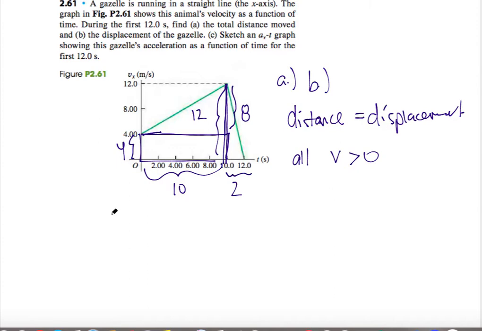So my area, or my displacement, so I'll say A and B here, just delta x, is going to be 4 times 10 plus 1/2 times 10 times 12, I'm sorry, I messed this up. This 12 should be an 8. And this is 1/2 times 2 times 12. So my displacement and my distance for this particular problem will be, after a little calculator magic, 92 meters.